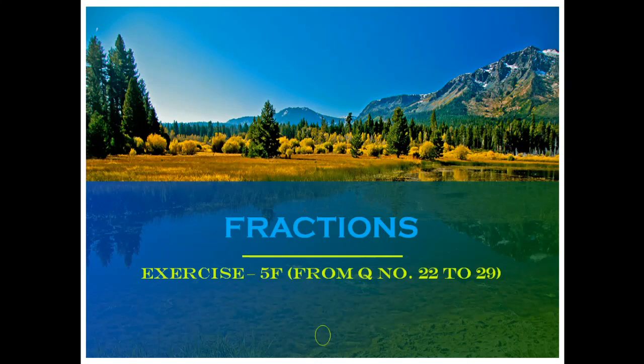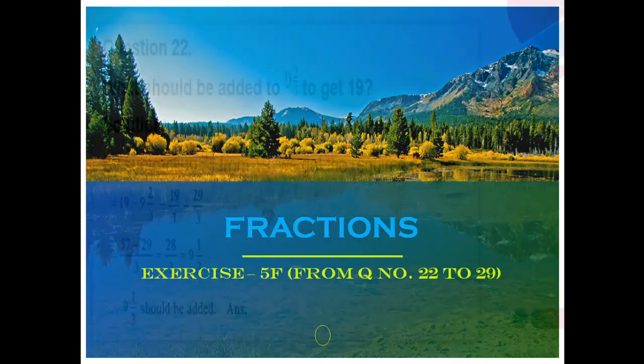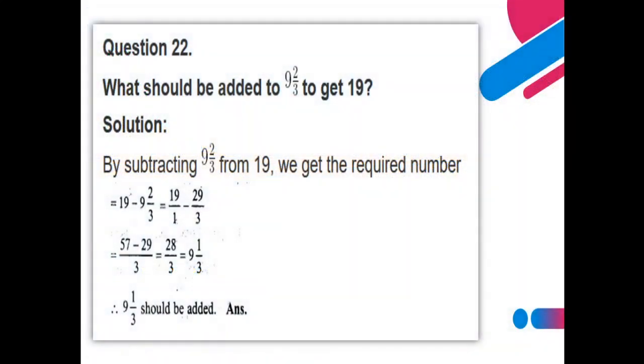Today I am going to explain exercise 5F from question number 22 to 29. So let's see question number 22. In this question, what should be added to 9 2 by 3 to get 19? So my dear students, that is the concept of subtraction. By subtracting 9 2 by 3 from 19, we get the required number.